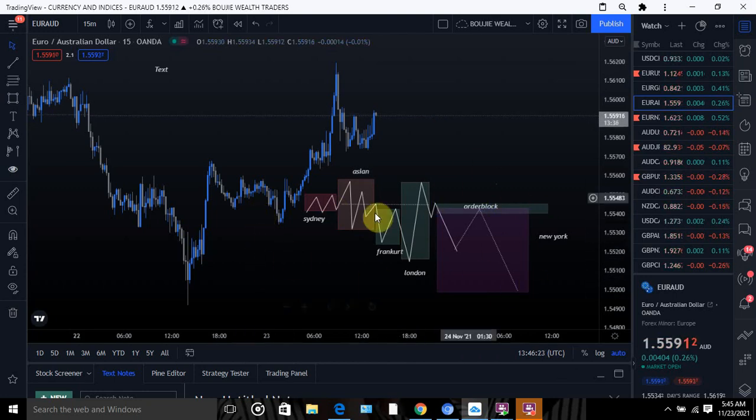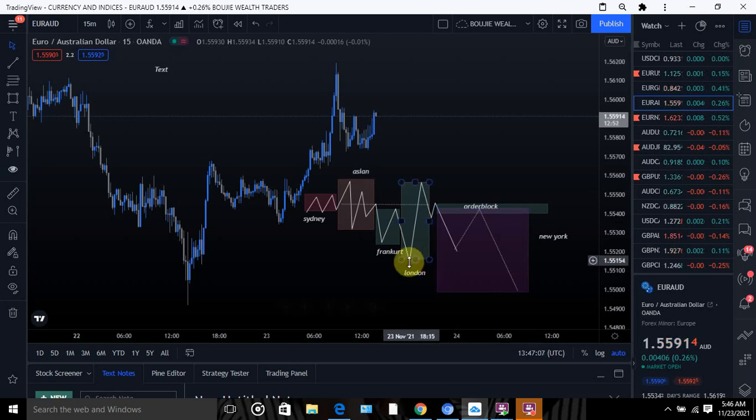So what happens? This is the daily pip cycle. We have the Sydney open, then the London breaks the low and the high of what? Of our Sydney session. Then the Frankfurt will break either the low or the high of the Asian session depending on the daily bias. After that, the London will break the low and the high of Frankfurt. On our way down, we create an order block. So after that order block, during the New York session, we will come back and respect this point of interest.